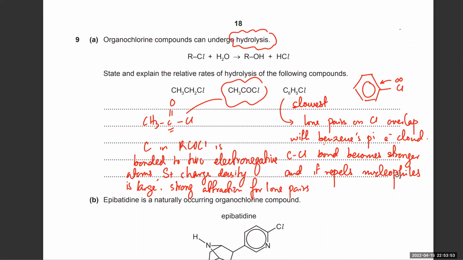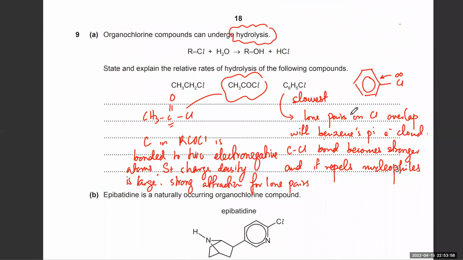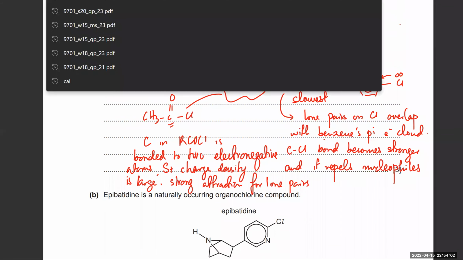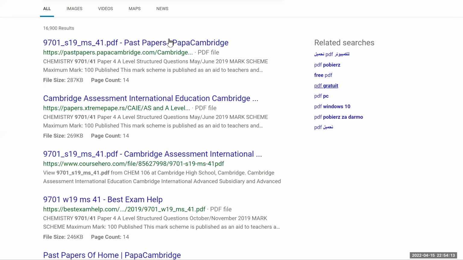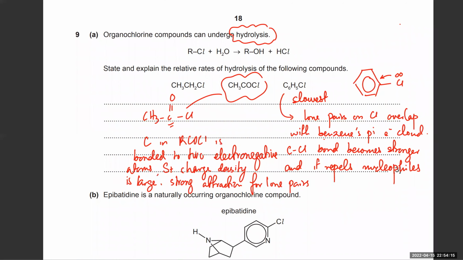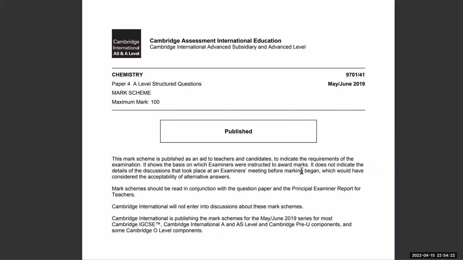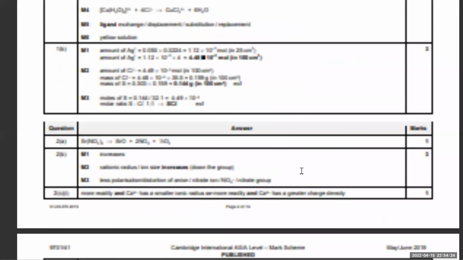Okay, that's the explanation, but they've given very few lines, so it's just a 3-mark question. So I'll just quickly open the marking scheme for this one as well, just to see what the points were. A lot of times it's a 4-mark question, and they give you more lines to answer that. But remember this, hydrolysis of chlorine-related compounds, that's something that's very important. So you should always, always remember this. So, question number 9.